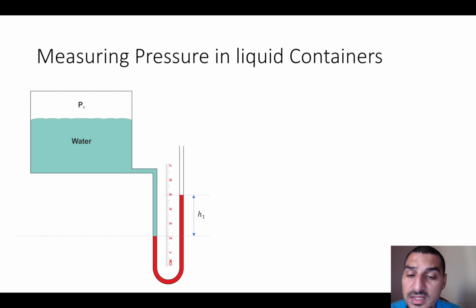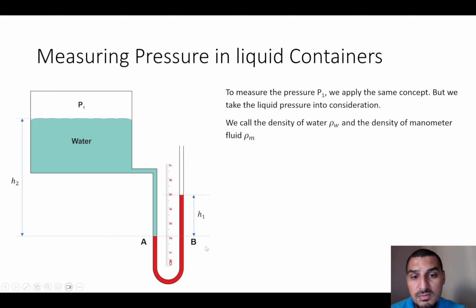Now, if we have a case where there is a liquid, not a gas, in the manometer, like a case like this, we want to measure the difference in pressure between P1 and the atmospheric pressure, if this is open to the atmosphere. To do this, we can apply the concepts of fluid mechanics. We know this is H2, this is H1. So again, we will look for two points in the same fluid that are at the same height. So the two points are A and B. So pressure at point A equals the pressure at point B.